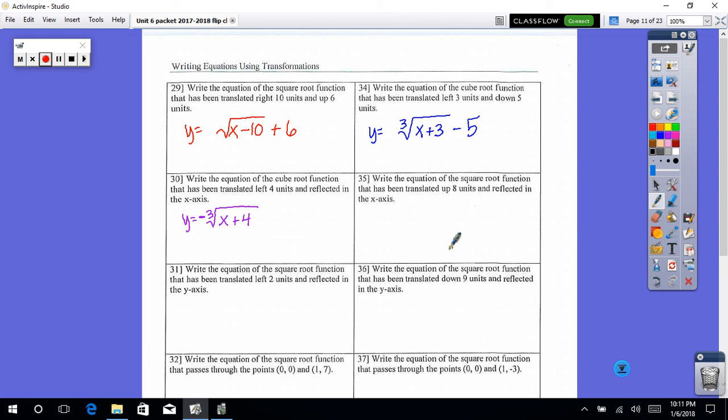Okay, 35. Square root function. Up 8 units and reflected over the x. If nothing happens under the radical, over the x gets a negative on the outside.